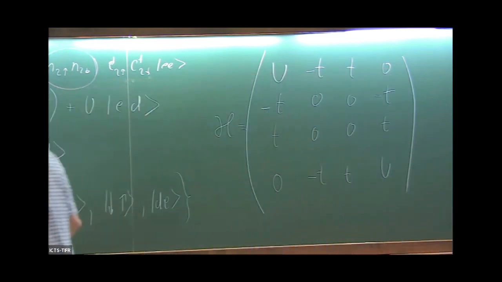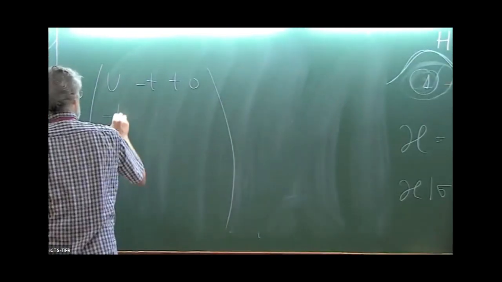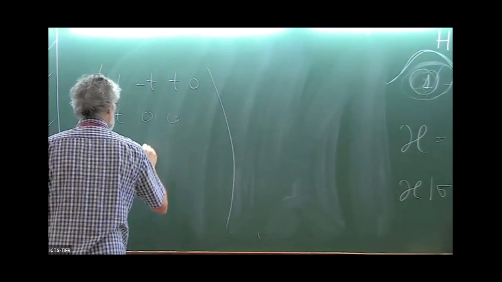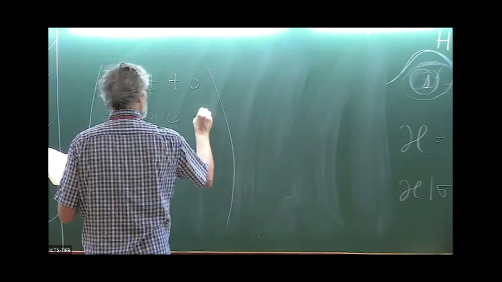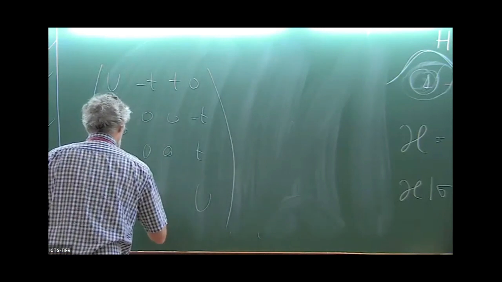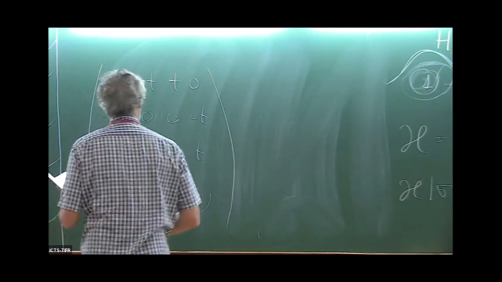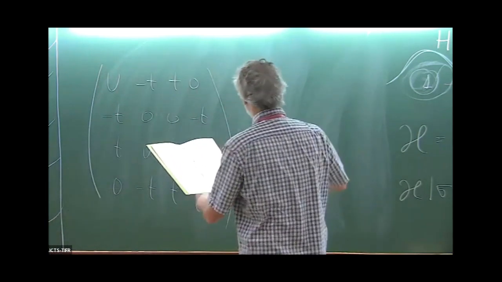Okay, I will copy this matrix there. So U minus T, T, 0, minus T, T, 0, 0, 0, 0, 0, minus T, T, U, and minus T, T. Okay, this is the matrix. So let's try to find the eigenvectors.